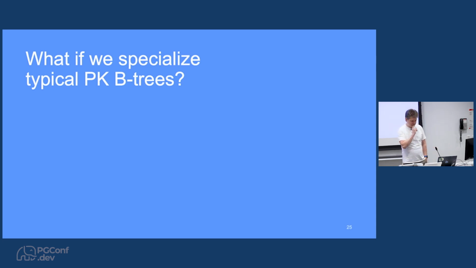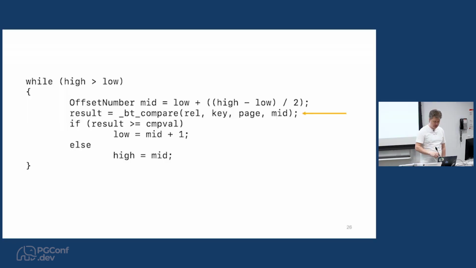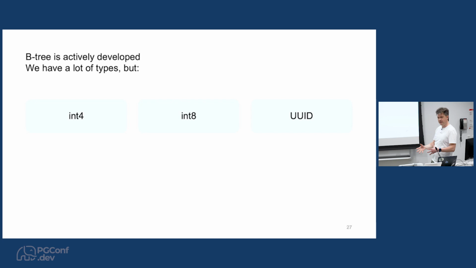This is kind of cool, but what if we look in the code? We see that we are doing this call btcompare, which is an indirect call to some other place, the operator class, and the operator class knows how to compare keys in the B-tree. What if we create some special B-trees for 4-byte integer, 8-byte integer, and UUID? It will cover most cases of primary keys for many databases. Just for fun, it ought to be enough.